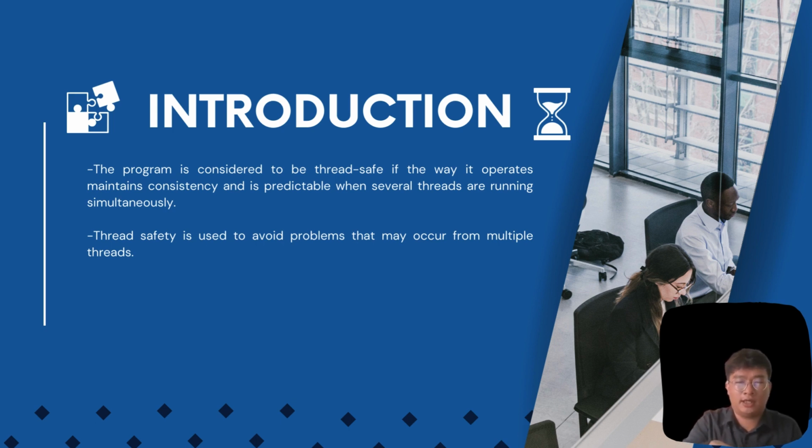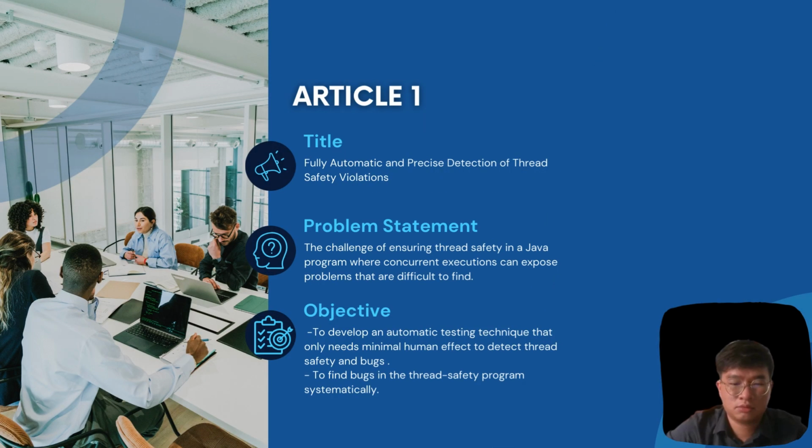So based on these two articles, they are trying to propose an automatic testing approach or technique that can track and prevent concurrent bugs in supposedly thread-safe classes or programs. For the second article, the technique is the Thread Safety Violation Detector, which is TSVD, one of the thread safety testing techniques.